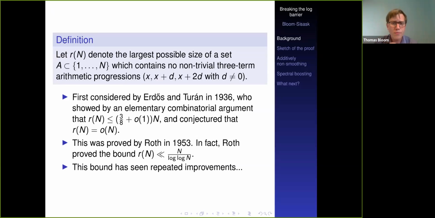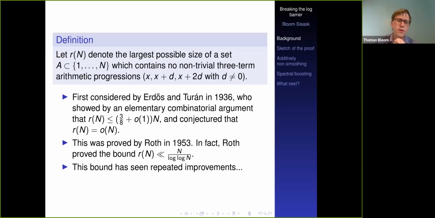but those are easy to count. So this quantity R(n) was first considered by Erdős and Turán in 1936, and in a really beautiful short paper, they introduced this quantity and showed, by an ingenious, elegant short argument, some non-trivial upper bounds on R(n). In that paper, they proved that it's at most basically 3/8 of n. And they conjectured in that paper as well that R(n) is little o of n, so in particular that any positive density subset of the integers, for example, contains three-term arithmetic progressions.